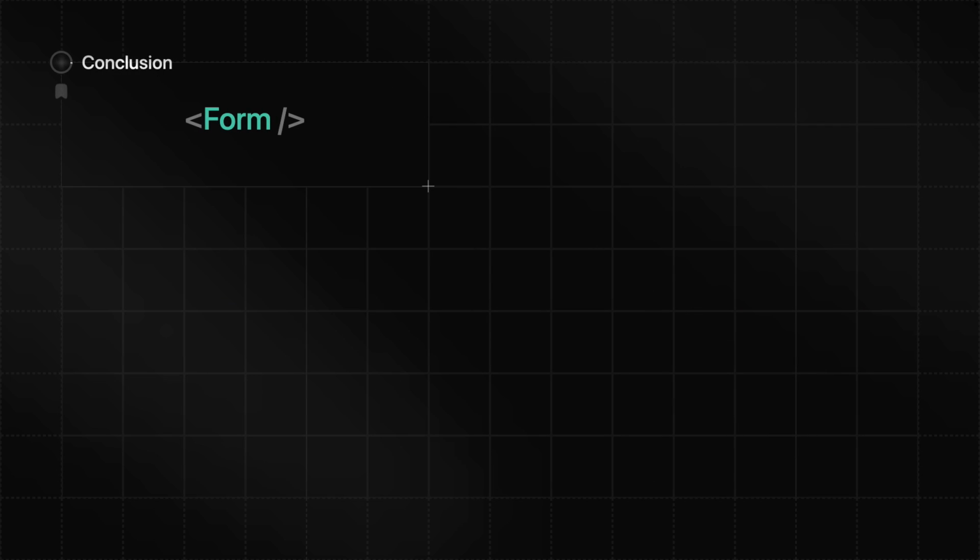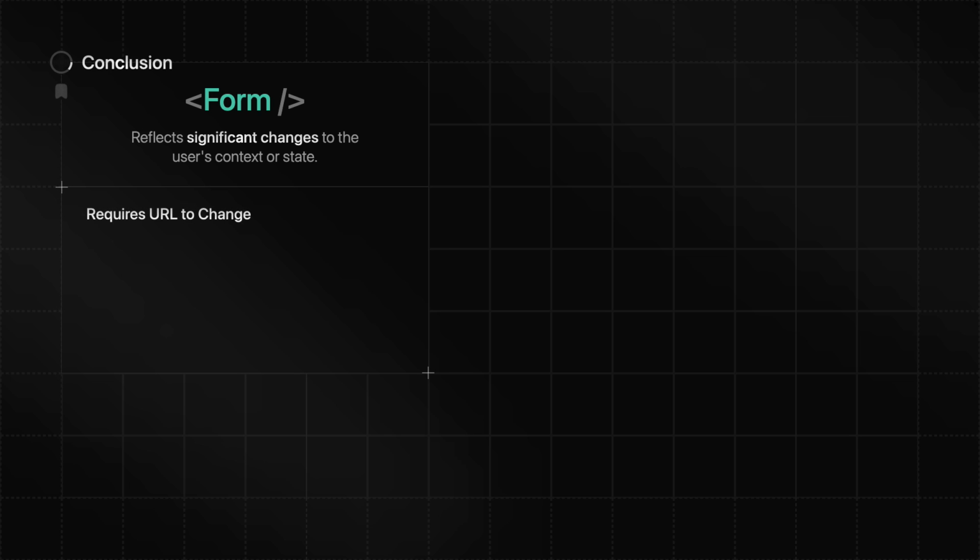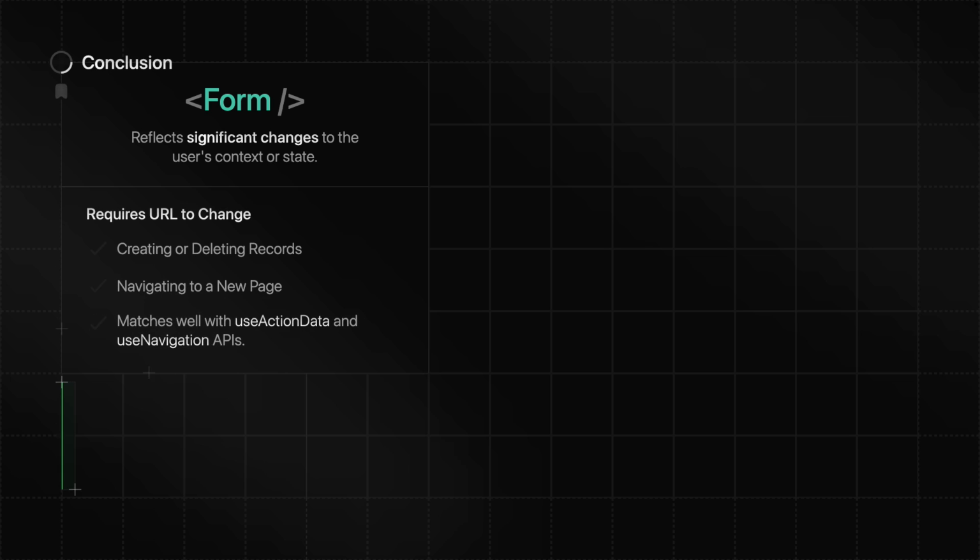To wrap up, Form simply reflects significant changes to the user's context or state. This requires the URL to change and can be used for creating or deleting records, navigating to a new page, and matches well with useActionData and useNavigation APIs, among others.